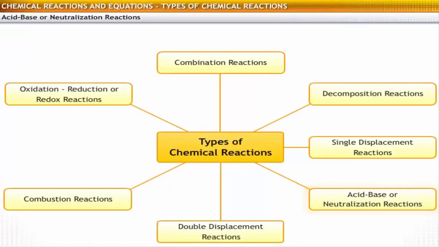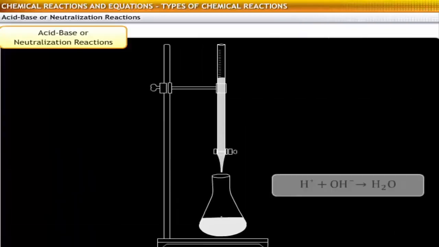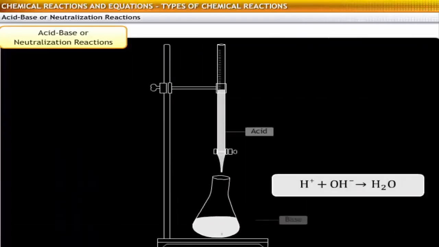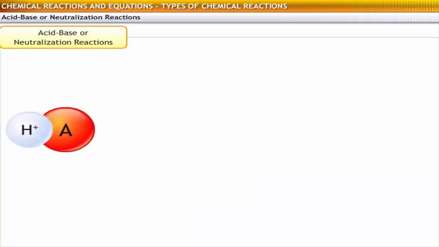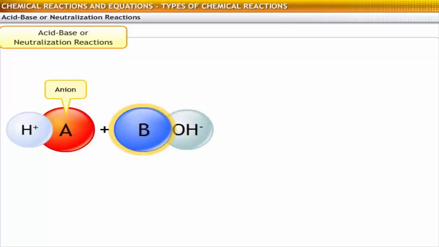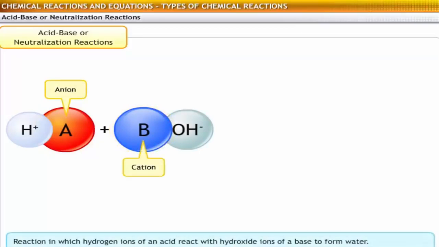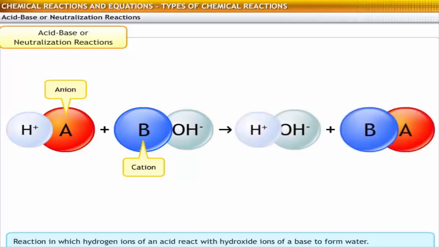An acid-base reaction is a special kind of displacement reaction between an acid and a base. Most acids have the general formula HA, where A is an anion, while most bases have the form BOH, where B is a cation. In an acid-base reaction, the hydrogen ions of an acid react with the hydroxide ions of a base to form water.